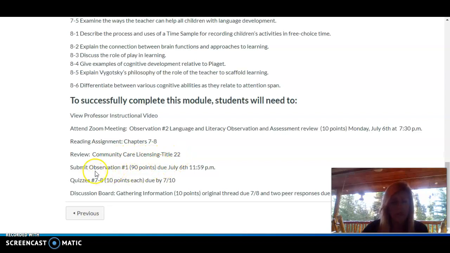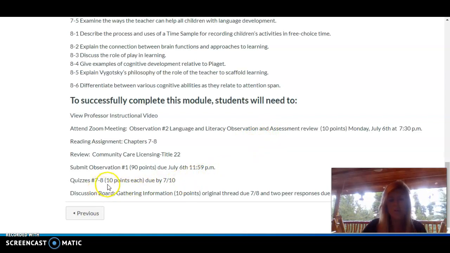And then, so again, you're going to submit observation number 1. It's worth 90 points by July 6th at 11:59 p.m. You'll have your peer review due on Saturday the 3rd, and then the 6th, which is Monday. After you look over your peer review, you want to make your changes and so forth, and then you want to submit it. Again, that is due July 6th. I'll remind you when we meet to talk about observation 2. It's the same day, right?